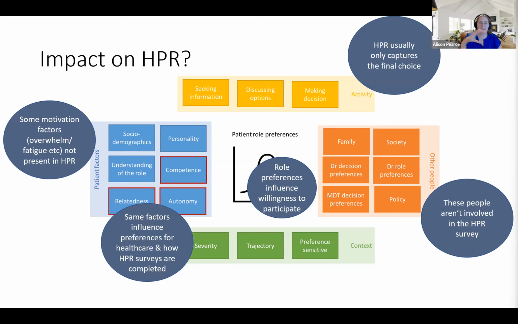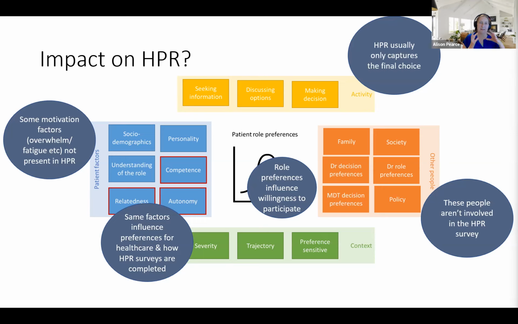In terms of decision-making activity, I hadn't previously thought about it, but a choice experiment probably only captures that final decision-making component rather than the other activities around seeking information and discussing options. And I guess there could be things that happen in that process that might change a patient's final decision, and we might not capture that. So they might think that they're giving us their preference, but actually other factors might have influenced them if they were facing that choice in real life.